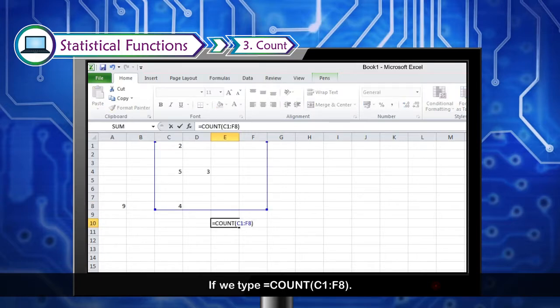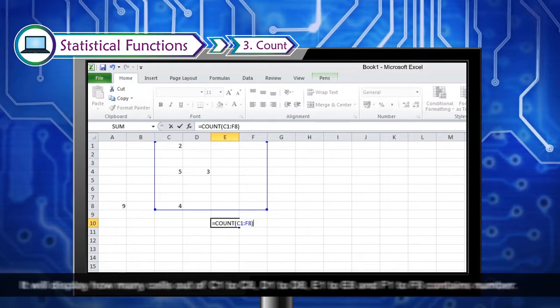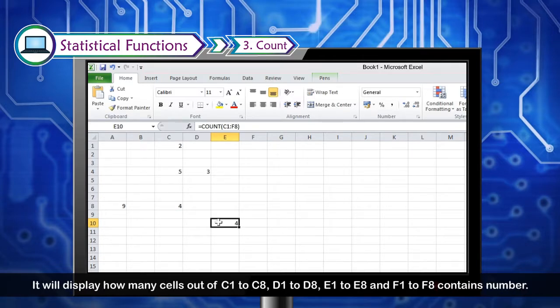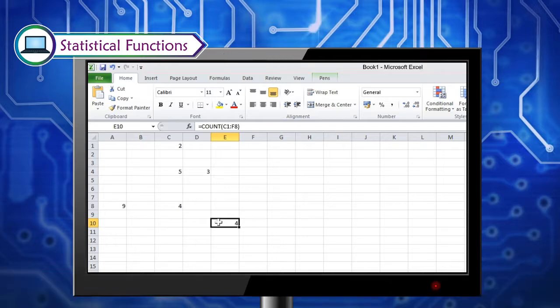If we type =COUNT(C1:F8), it will display how many cells out of C1 to C8, D1 to D8, E1 to E8, and F1 to F8 contain numbers.